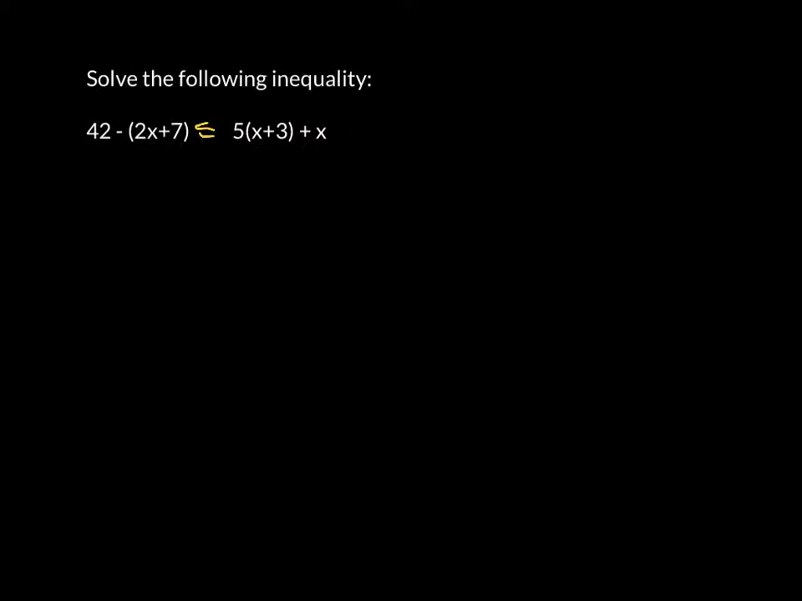Solve the inequality 42 minus (2x plus 7) is less than or equal to 5 times (x plus 3) plus x. This is basically an order of operations problem. So from left to right, we are going to first clear up that negative that is in front of the parentheses by writing a 1 in front of it so that we can treat it like -1. And we're going to distribute it to the 2x and the 7. And on the right, we are going to distribute the 5.